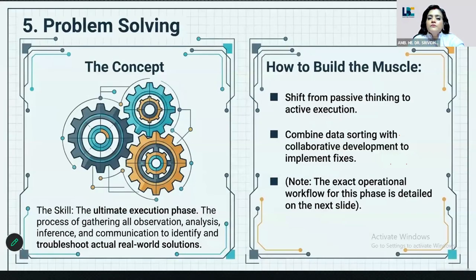If suppose the fifth one, problem solving, if the child is not able to solve the problem, this is the ultimate execution phase: the process of gathering all observation, analysis, inference and communication to identify and troubleshoot actual real-world problems. So shift from passive thinking to active execution, combining the data sorting into collaborative development of implemented fixes. The exact operational workflow for this phase is detailed on the next slide.